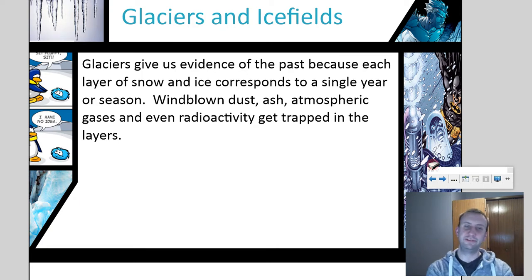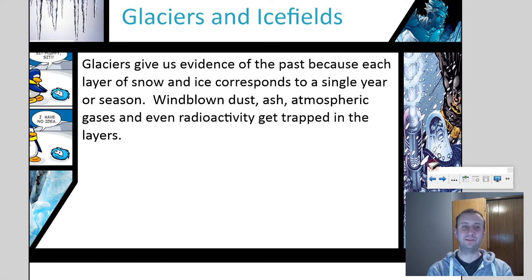Glaciers give us evidence of the past. This is the neat thing about glaciers. When we take a look at glaciers, we can take a look at the ice cores. It essentially holds a history of what has happened on the Earth in areas where ice is not melting again. It's fascinating. We can even tell the composition of the atmosphere during those times in the ice cores.